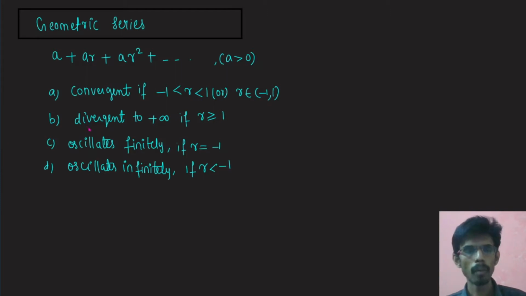Next, a geometric series will be divergent to plus infinity if the r value is equal to 1 or greater than 1, and it oscillates finitely when r is -1, and oscillates infinitely when r is less than -1.